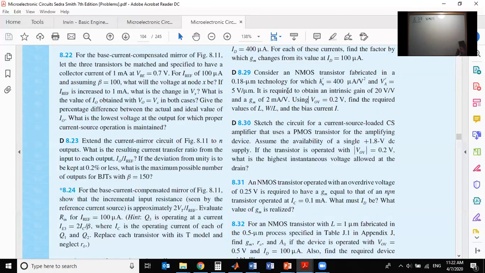Kn prime is 400 microampere per volt squared. This is a common value most of the time; 400 or 500 is common. And VA prime, of course this is VAN because this is an NMOS, is 5 volt per micrometer. And it's required to obtain an intrinsic gain A0. Do you remember how much the intrinsic gain was?